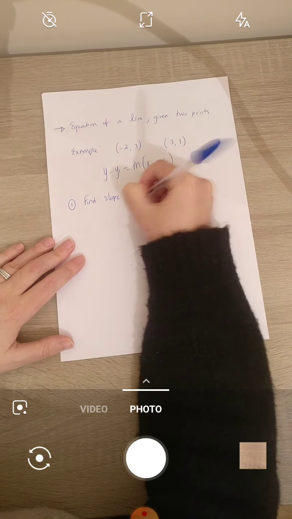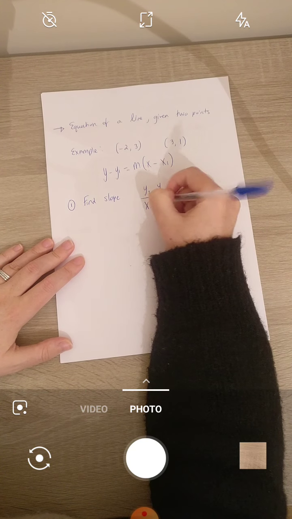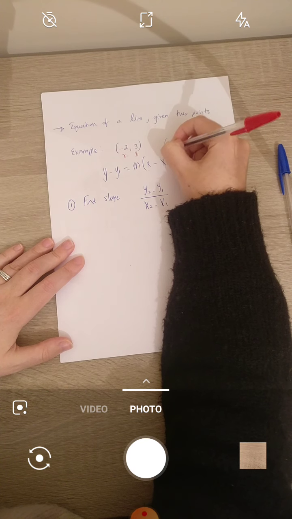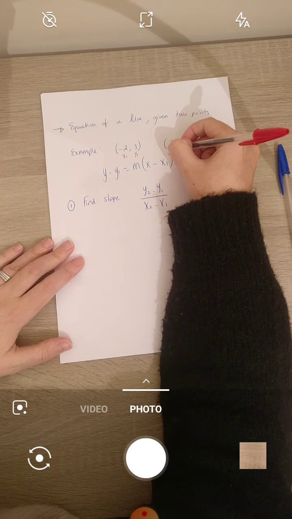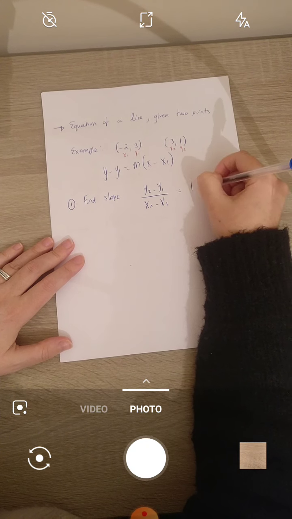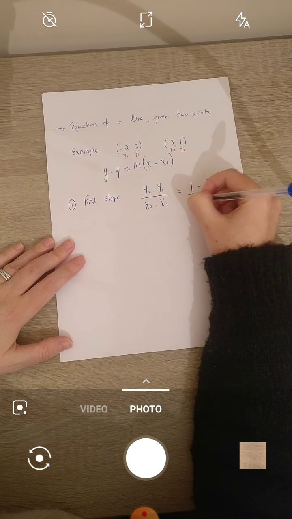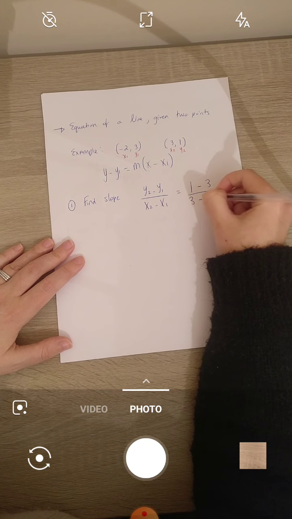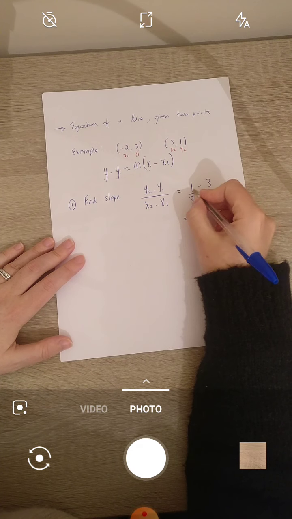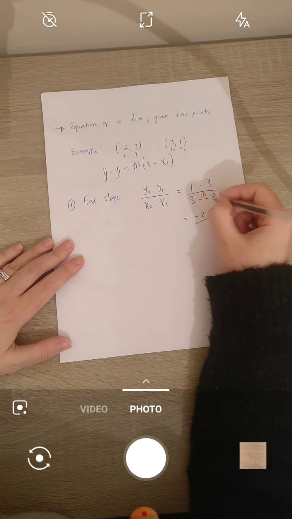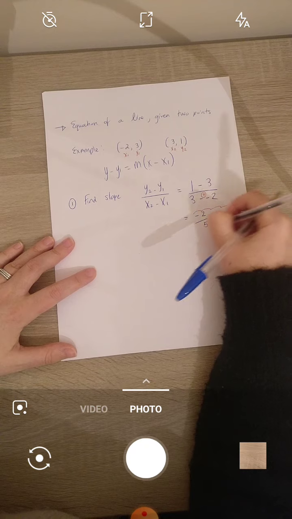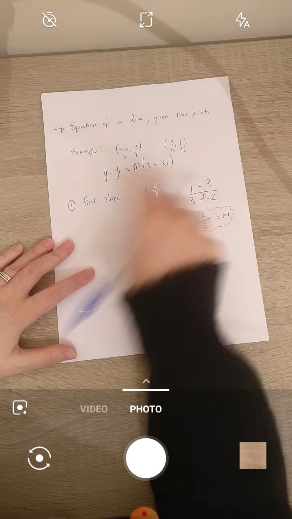Finding the slope when we have 2 points, we use our formula y2 minus y1 over x2 minus x1, and I'm labeling my coordinates x1, y1, x2, y2. So y2 is 1, minus y1 is 3, x2 is 3, minus x1 is minus 2, and that here becomes a plus. So our slope, we've 1 minus 3 is minus 2, and 3 plus 2 is 5. And this here is the m that you're going to sub into the equation of the line formula.